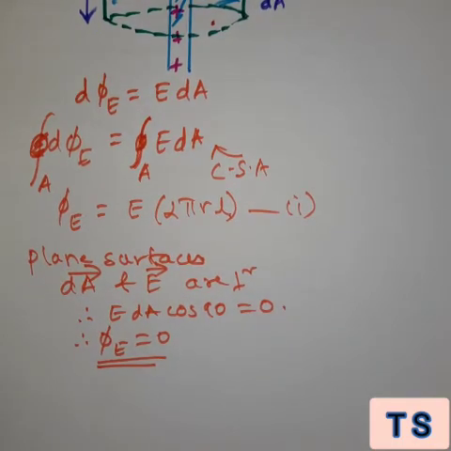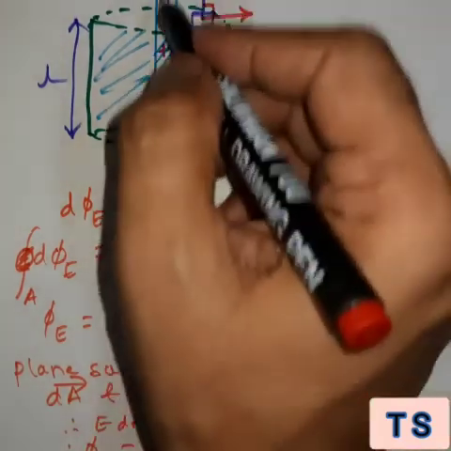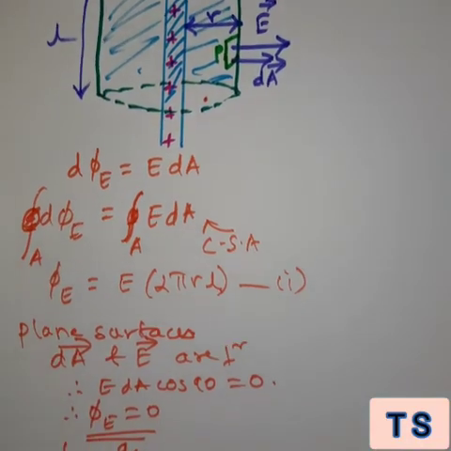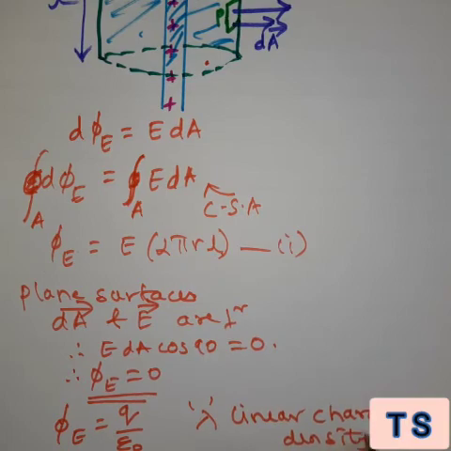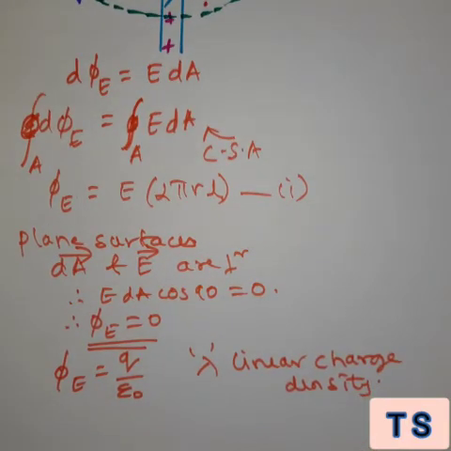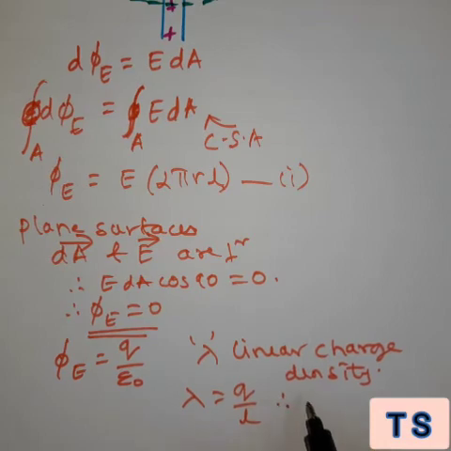Now we'll apply the Gauss theorem here. Gauss theorem says phi E equals Q upon epsilon naught. But since here we are not taking one charge, it's a line of charge, so somewhere we need a linear charge density. So let's say I define lambda, which is linear charge density. When I say linear charge density, the definition of this lambda will be charge per unit length. So lambda equals Q by L.